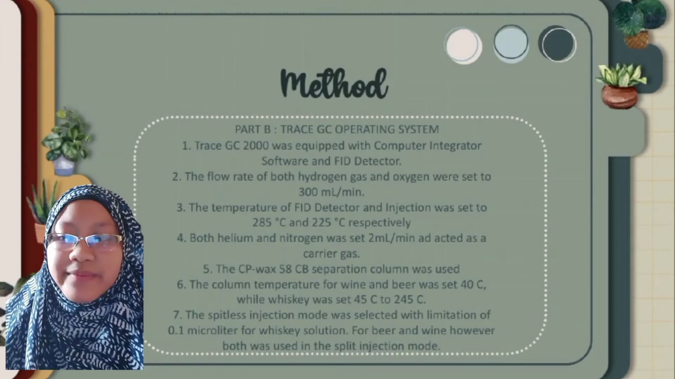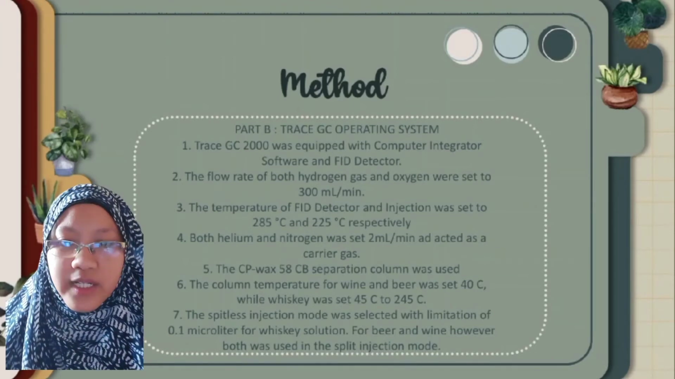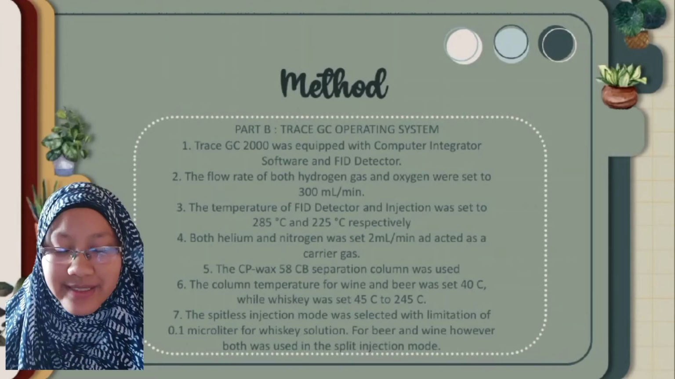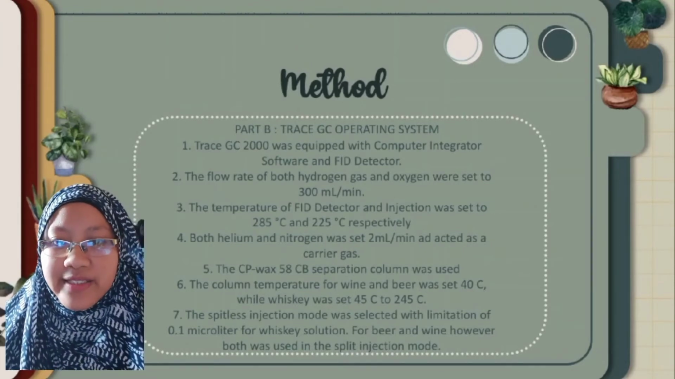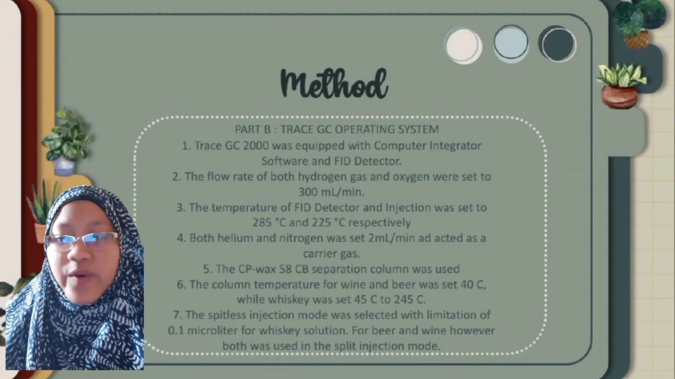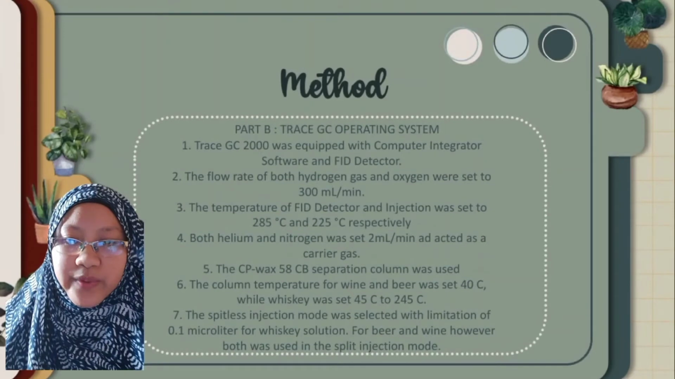The column temperature for wine and beer was set to 40 Celsius, while whiskey was set to 45 Celsius to 245 Celsius. The splitless injection mode was selected with a limitation of 0.1 microliter for whiskey solution, and for beer and wine, however, both were used in the split injection mode.